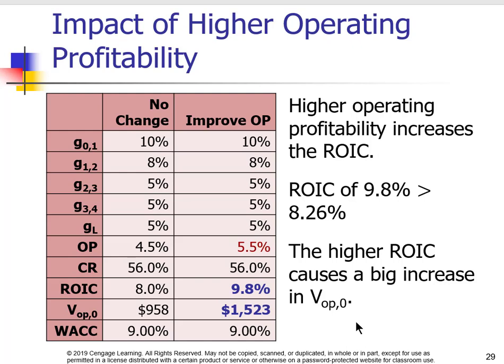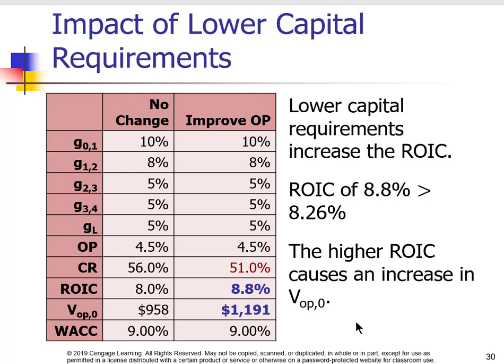So it goes up $6,000, which is what, almost a 66% increase in value with a 1% increase in operations. Now, what about the lower capital requirements?